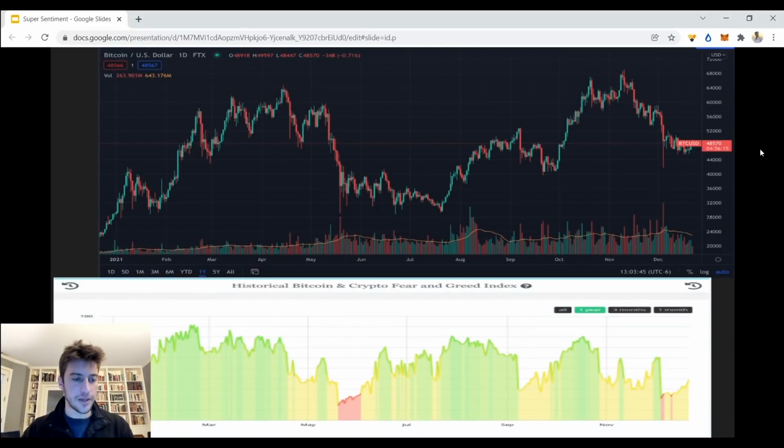This might look a little bit ugly because I had to deal with sizing it, and that was a little bit difficult. But this is another indicator that is free, like the one before. So what we're looking at here is the historical Bitcoin crypto fear and greed index. The index itself is made up of a bunch of different factors such as volatility, social sentiment, Google Trends. It's a bunch of things really coming together.